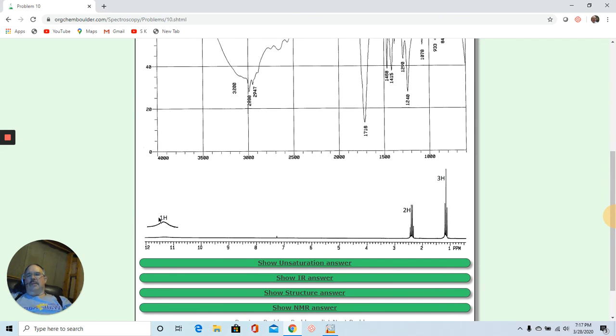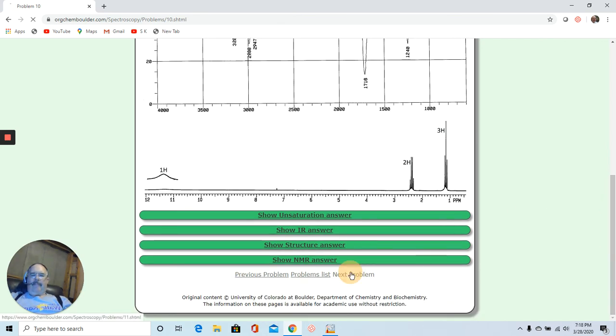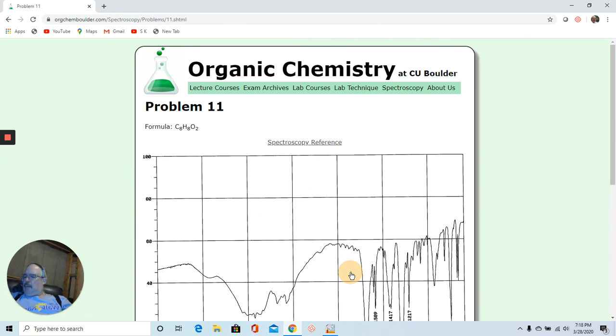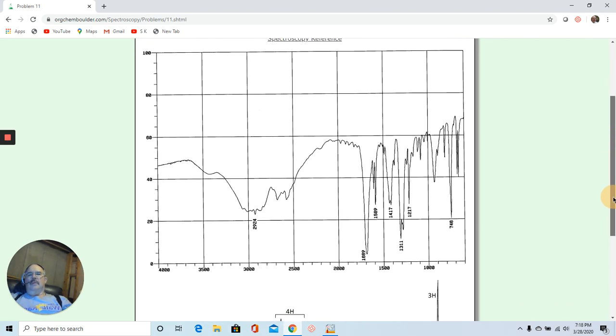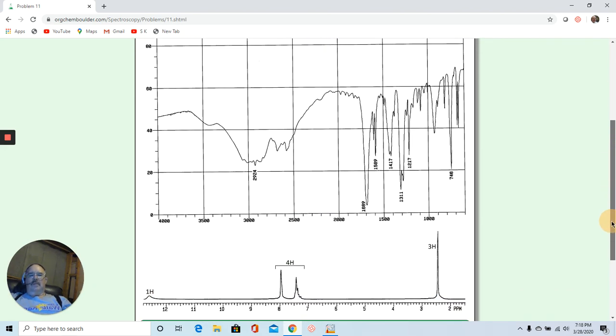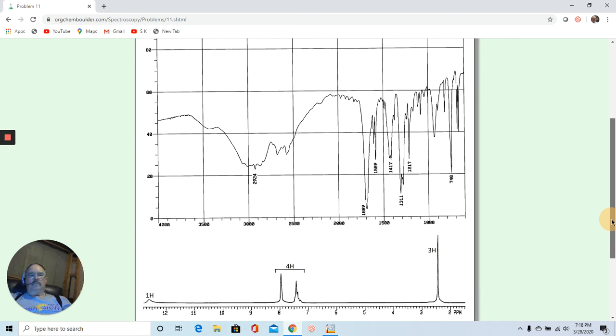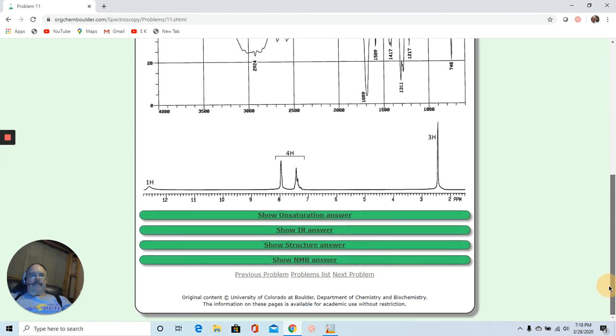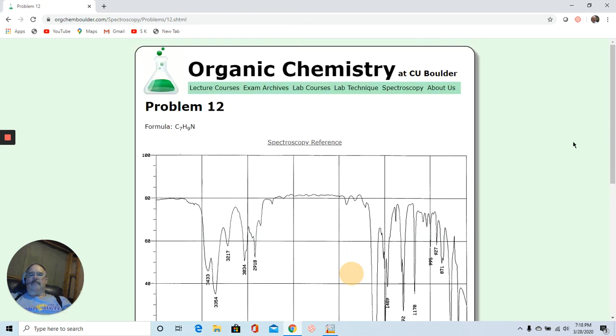Here is our carboxylic acid proton. Sometimes these are broad, and it's way downfield, between 11 and 12. And then we have an ethyl group next to the carbonyl. All right, so this is another carboxylic acid. I'm going to move on to the next one.